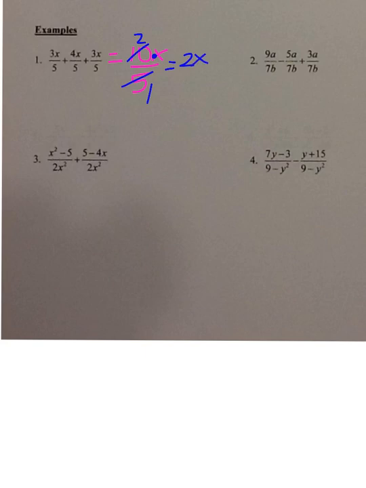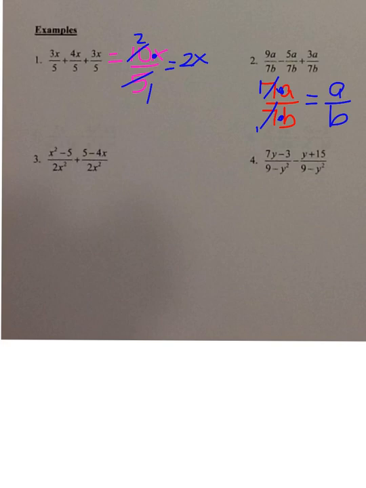All right, let's take a look at 2. 9a over 7b minus 5a over 7b plus 3a over 7b. So 9a minus 5a is 4a plus 3a is 7a. So I have 7a, keep the denominator 7b. So I have multiplication in between 7 and a and 7 and b. So I can reduce 7 and 7 to 1 and 1. So my answer is just a over b.